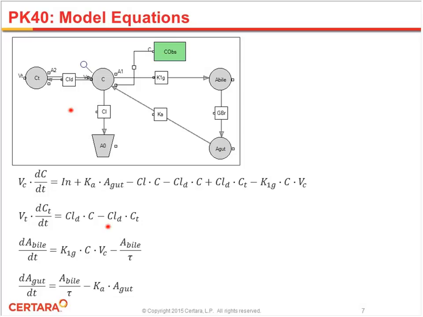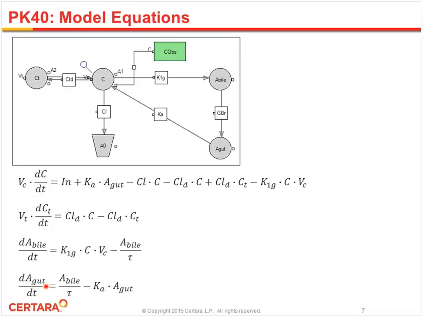And the same for the peripheral compartment, CT. We've got some exchange with the central compartment through these clearances. And then for the amount in the gallbladder, we've got the input from the central compartment through rate constant K1G. And here the zero order release is defined by the amount in the bile, and that is divided by the duration of the emptying. So this is the emptying interval.